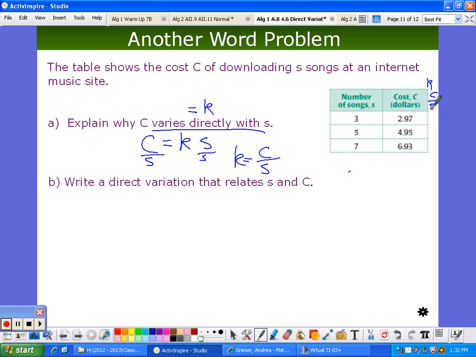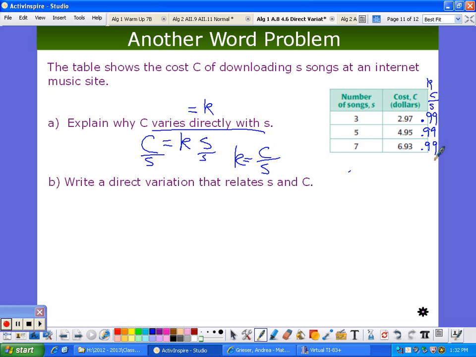And I need somebody with a calculator. Who's got a calculator? I have a calculator. 2.97 divided by 3 because that's C over S. What is it? 0.99? 0.99. 4.95 divided by 5. 0.99. 6.93 divided by 7. 0.99. Is this a direct variation?